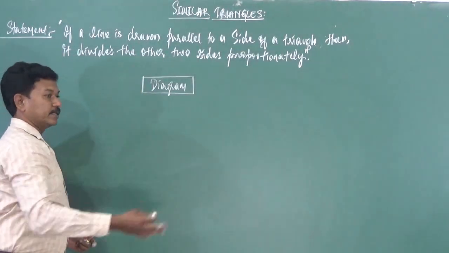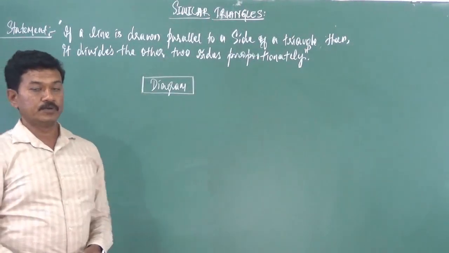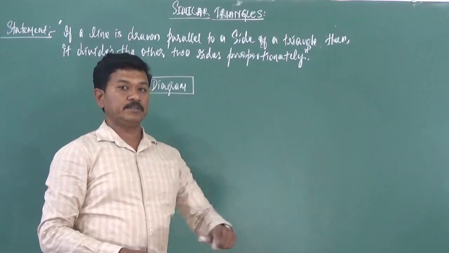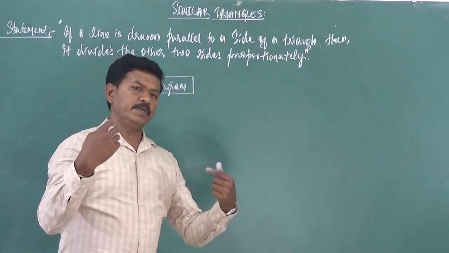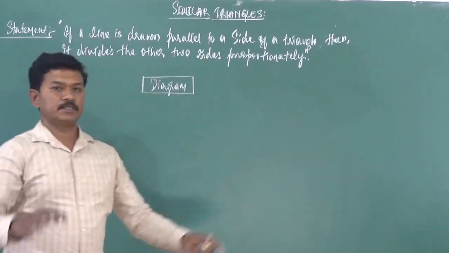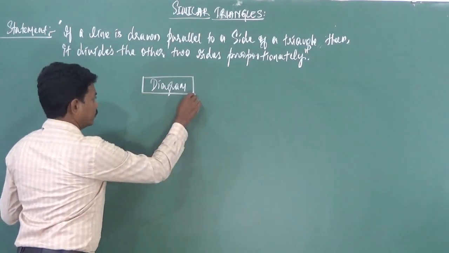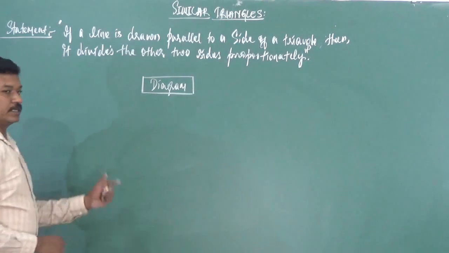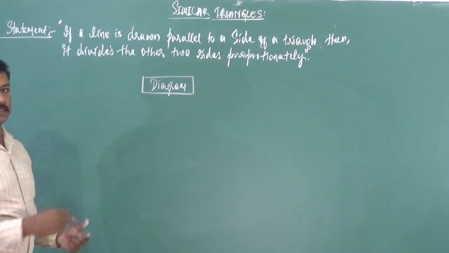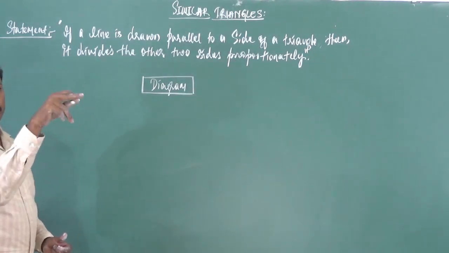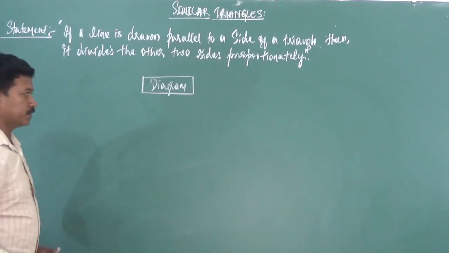You have to name the diagram by yourself. So don't stick with the names given in your textbook. Be creative, give your own names. Right. So when you draw the diagram, you are going to name the vertices. So this is triangle ABC, this is the line, so everything you are going to name it.